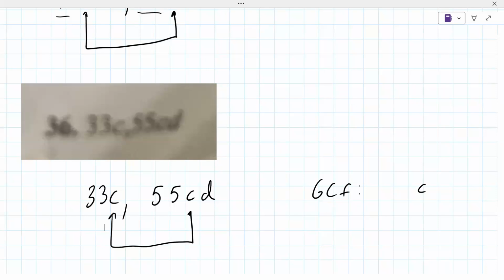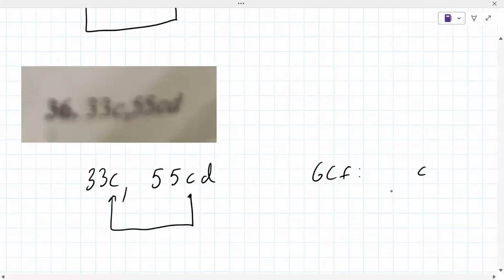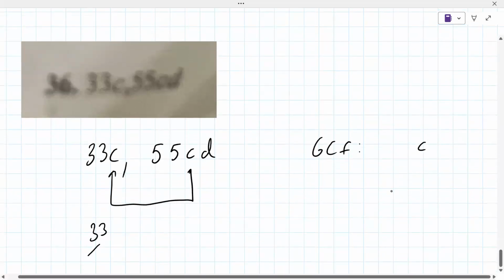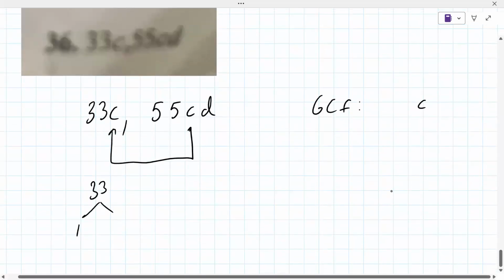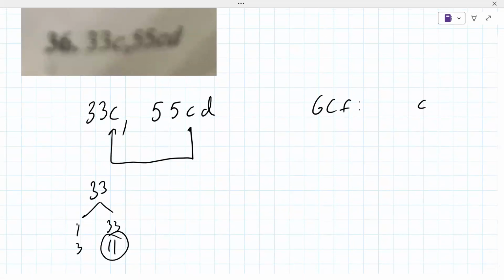I think you can't. So it's always better to go to the smaller number and find all the factors of the smaller number: 1 and 33, 3 and 11. And then do any of those go into 55 besides the 1? Well, 11 does. Yeah, that's your GCF.